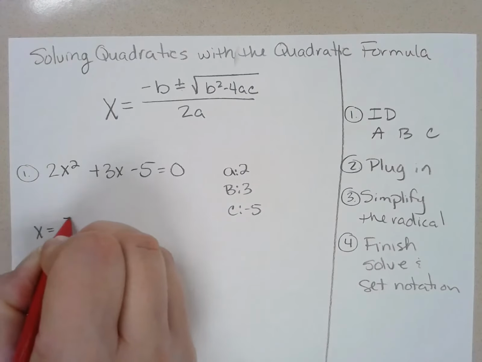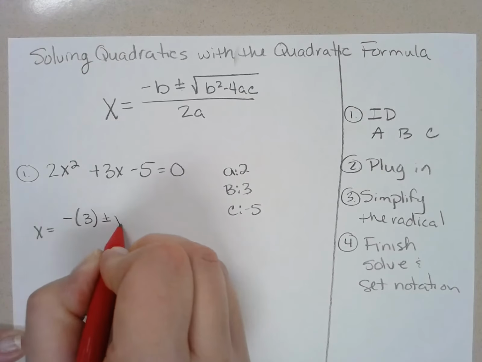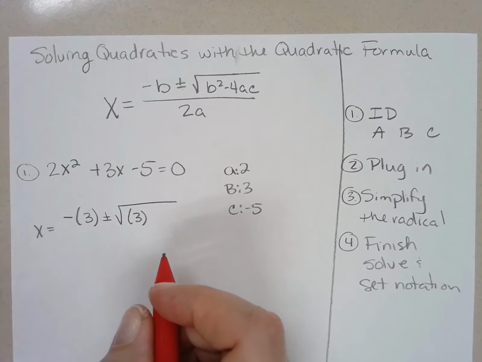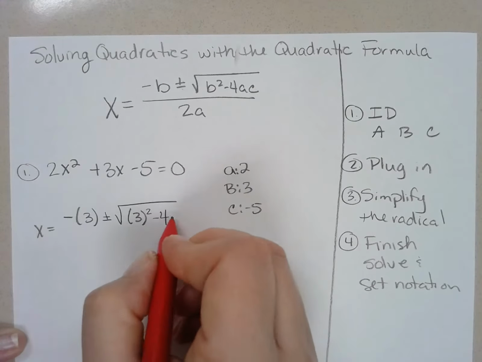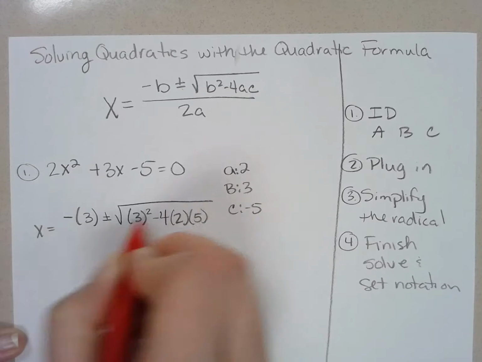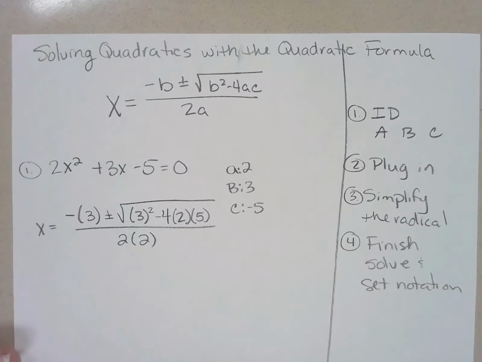So x equals negative, b is 3, so I'm going to plug that in, plus or minus the square root, parentheses. Notice I'm putting parentheses every time I take a variable out and replace it with a number. A is 2 and c is 5. And on the bottom, I'm going to say 2 times a, so 2 times 2 on the bottom.